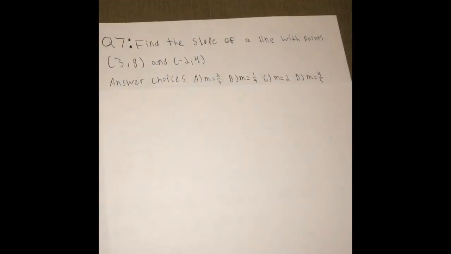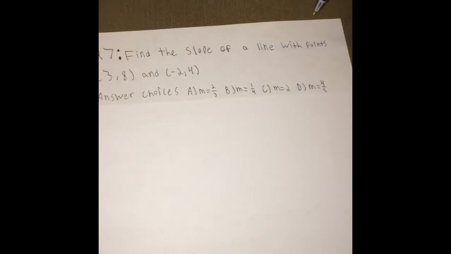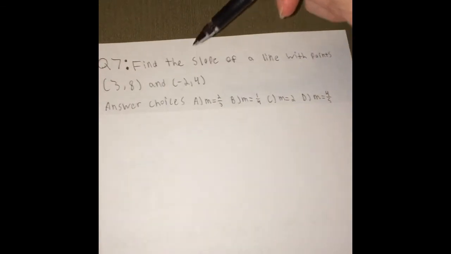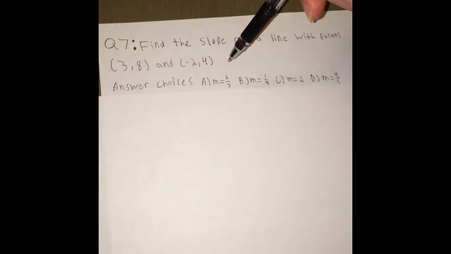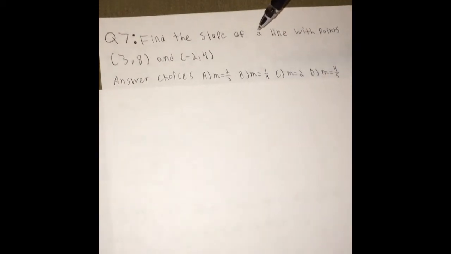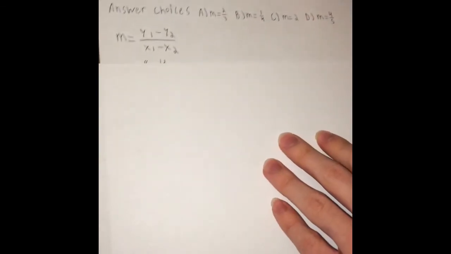We're going to do some practice with the slope formula. So for question 7, find the slope of a line with points 3, 8, and negative 2, 4. Answer choices are A, m equals 2 over 3, B, m equals 1 over 4, C, m equals 2, D, m equals 4 over 5.